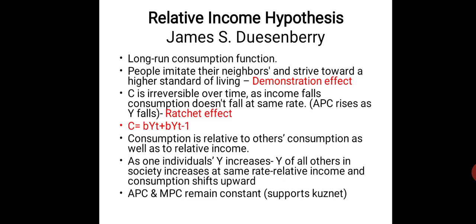Ratchet effect is where we say that when there is a fall in income, our consumption doesn't fall like that. If there is a fall in our income, we cannot just reduce our consumption automatically. So that means APC rises as income falls, which is completely opposite to that of Keynes finding. Keynes said that APC falls as income rises. We cannot cut down our consumption immediately like our income has reduced. Income can reduce immediately, but our consumption cannot go down. So consumption is irreversible. And he supports Kuznets where he says that APC and MPC almost remain constant under a long run consumption function.